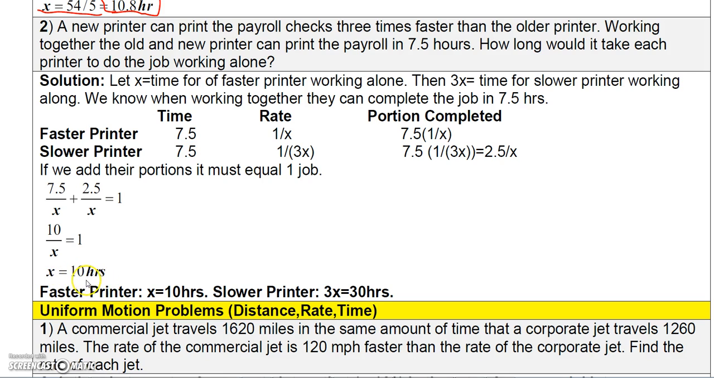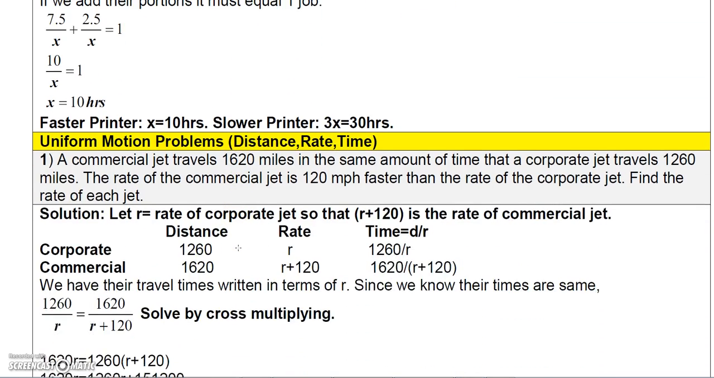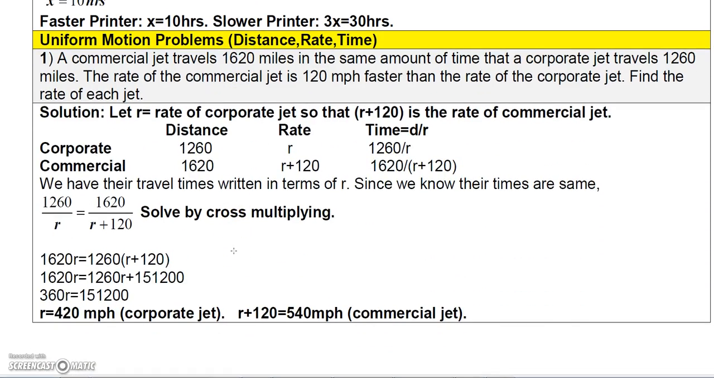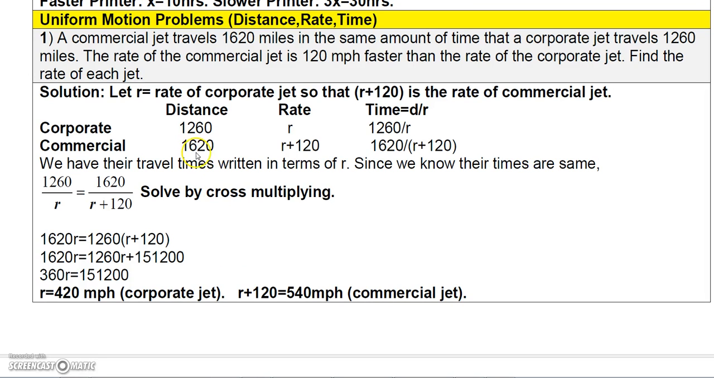So the faster printer can do the job in 10 hours working alone. And then the slower printer can do the job in 3 times that, so 30 hours working alone. So that would be the solution for that one. Now, you can also do what's called a uniform motion problem, which is basically distance, rate, and time. So let's look at one of those.